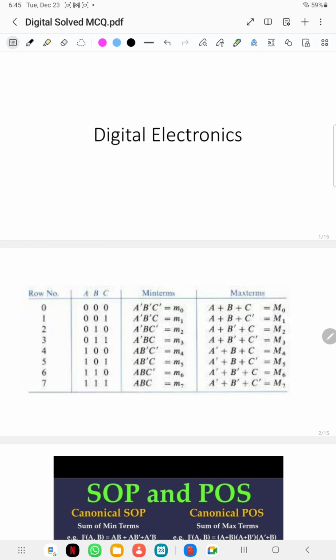Okay, and also we know that minterms are always represented with small m and maxterms with capital M. You can see here for the representation 0 0 0, the minterm will be expressed as a dash b dash c dash, whereas the maxterm will be represented as a plus b plus c, and this will be followed for all the combinations.